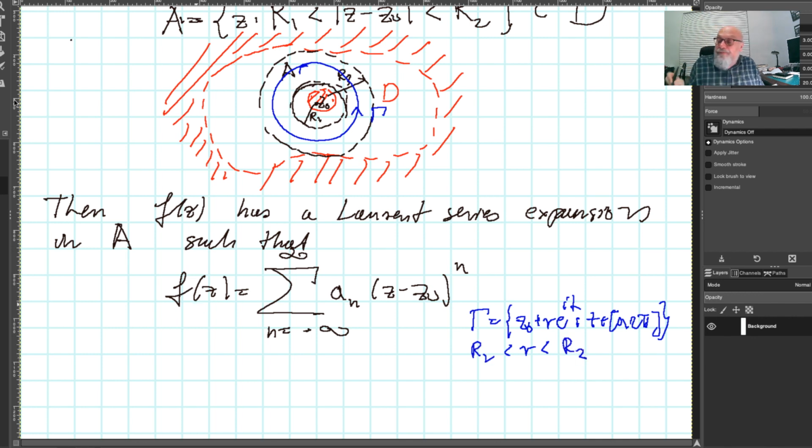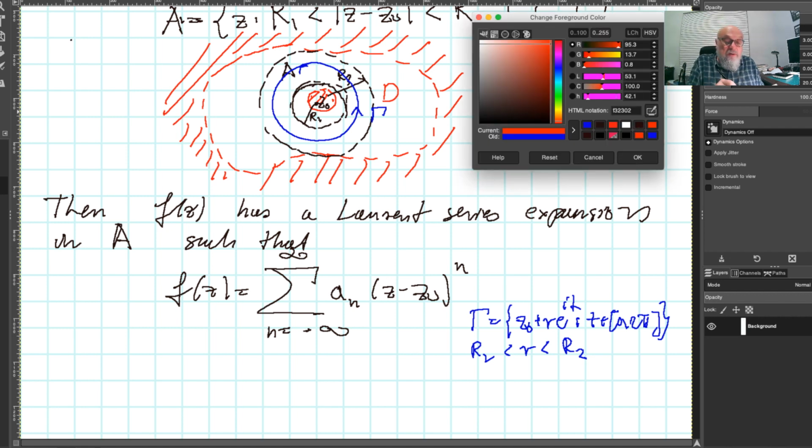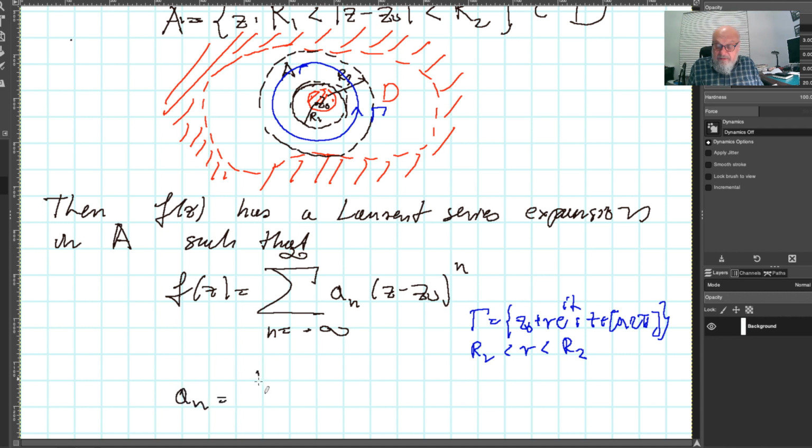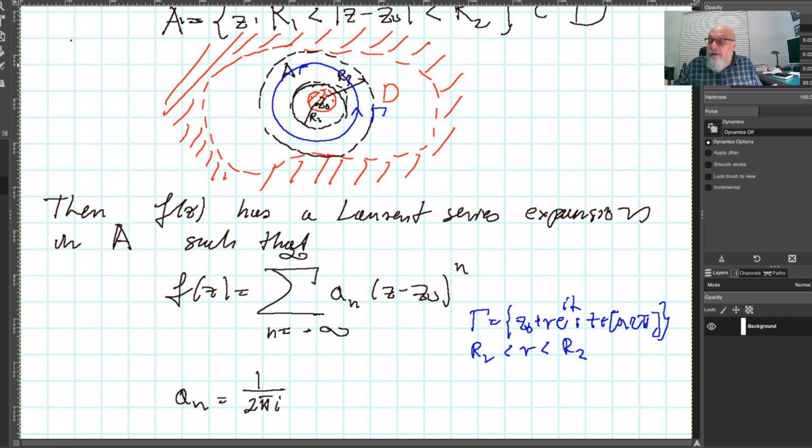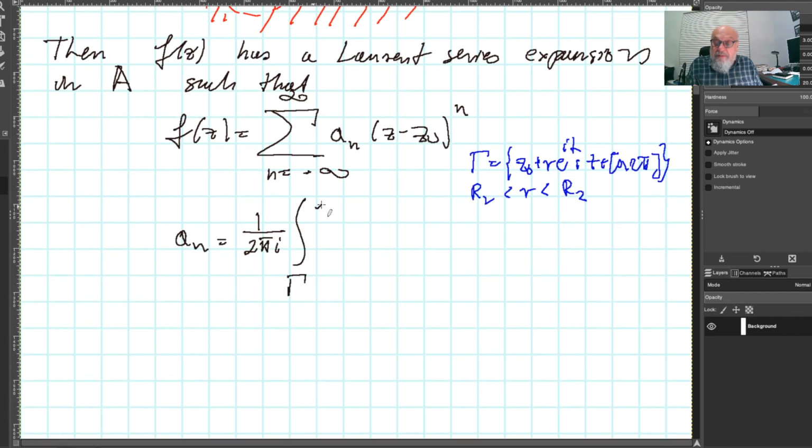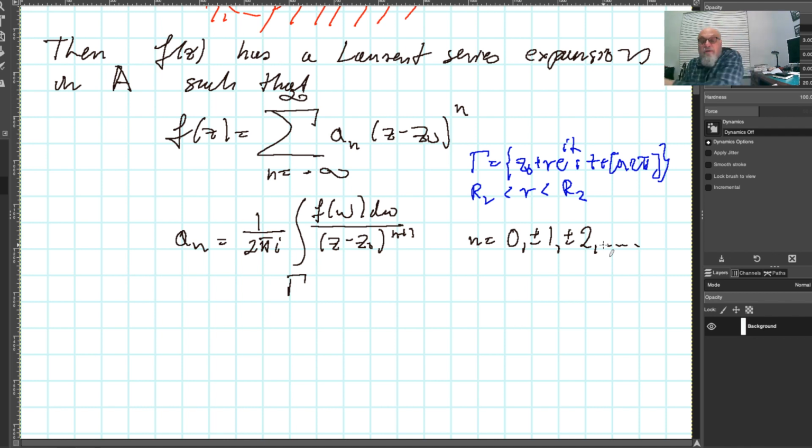So in such a case, this a n can be written simply as 1 over 2 pi i, and then the integral over gamma of f of w dw, and here the same formula as last time, w minus z0 to the power n plus 1, where n is equal to 0, plus minus 1, plus minus 2, and so on. So this is the Laurent series expansion. It's almost similar to the power series, except now it can have negative powers and positive powers.